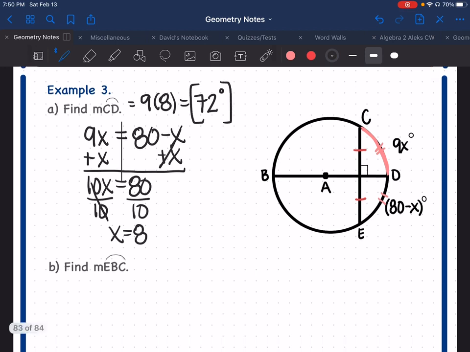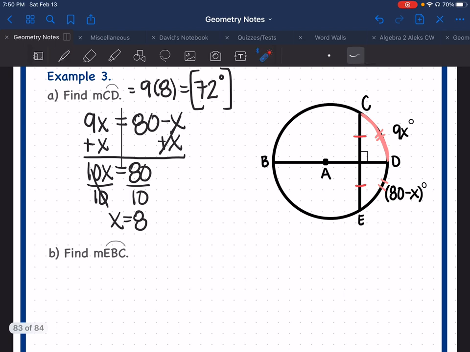Now part B is asking me to find arc EBC. Remember, when you have 3 letters to name your arc, you just follow them in order. So from E to B to C. So this is 72. This is also 72. I could come in here and say 80 minus 8 and do the 72, but I already know that they are equal, so they both have to be 72.